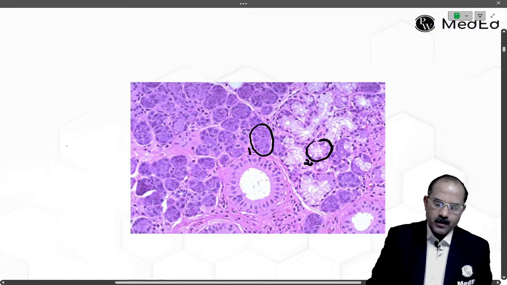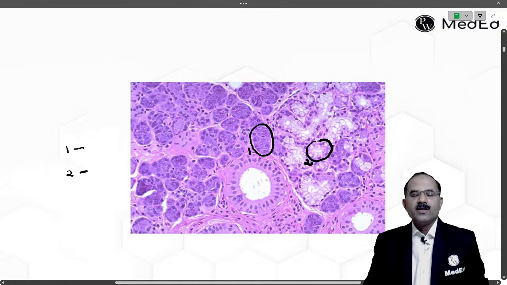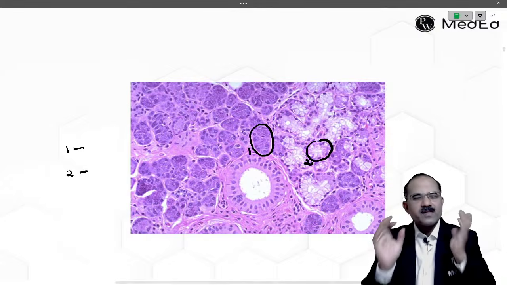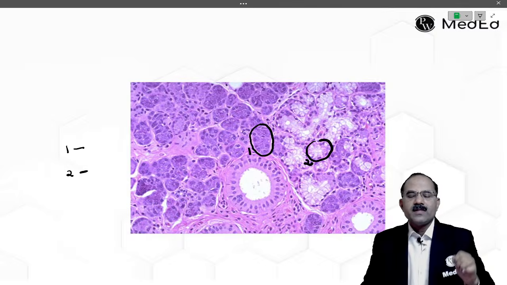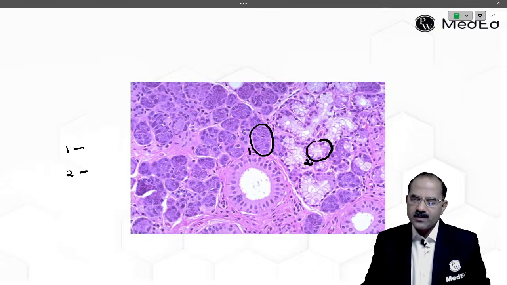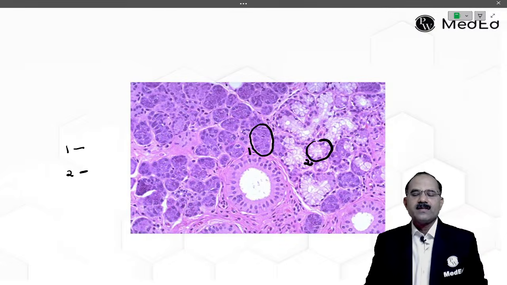Okay, tell me what is number 1 and what is number 2. What is number 1? You can see a beautiful colorful slide. Cuboidal cells, nucleus rounded in the center of the cell. So what is number 1? What acinus is that? That's a serous acinus. Very good. That's a serous acinus.